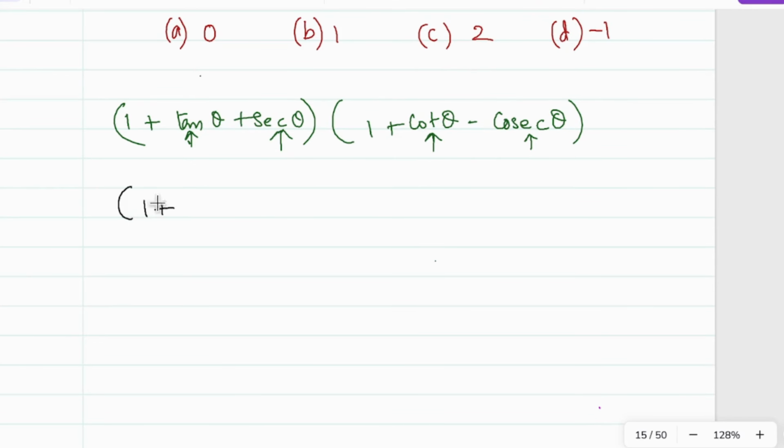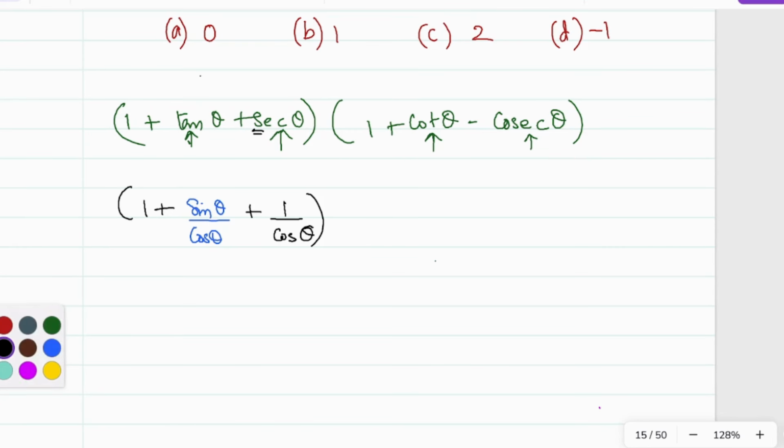That is, 1 plus tan θ can be written as what? Sin θ divided by cos θ. Then the next one, sec θ. Sec θ can be written as how much? Sec θ is equal to 1 by cos θ, right? So similarly, we need to find the other one.